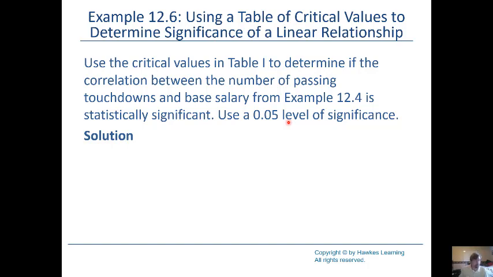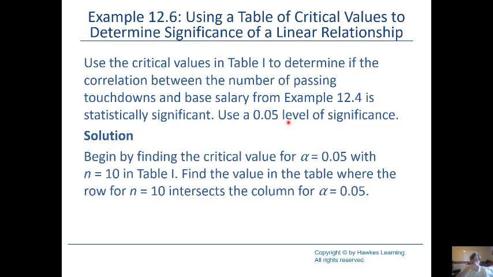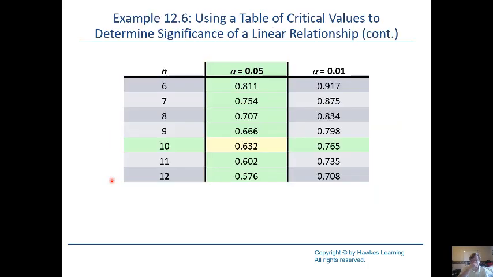So in this case, we had 10 quarterbacks we were looking at. So my critical value is 0.632. So if my Pearson's correlation coefficient, the absolute value of it, is greater than 0.632, then there is a statistically significant correlation between those two variables.